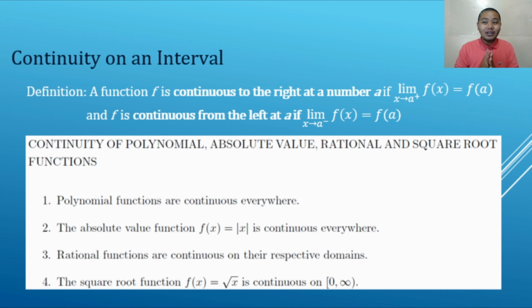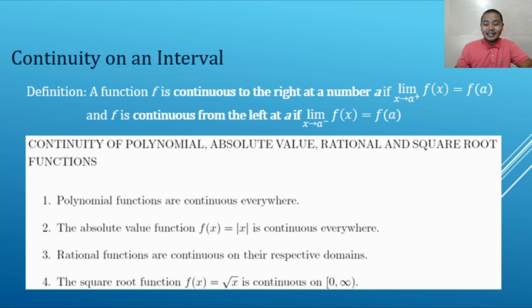So, napaka-importante na to. The continuity of polynomial, absolute value, rational, and square root functions. Let me read them one by one. Sa una, polynomial functions are continuous everywhere. The absolute value function, f of x is equal to the absolute value of x, is continuous everywhere. The rational functions are continuous on their respective domains. And the square root function, f of x is equal to the square root of x, is continuous on 0 up to positive infinity. So, analyzing this one, polynomial man yan, absolute value man yan, rational function man yan, or square root function man yan, yung continuity nila ay sa kanilang respective domains.